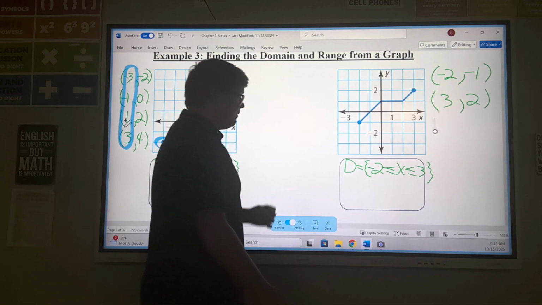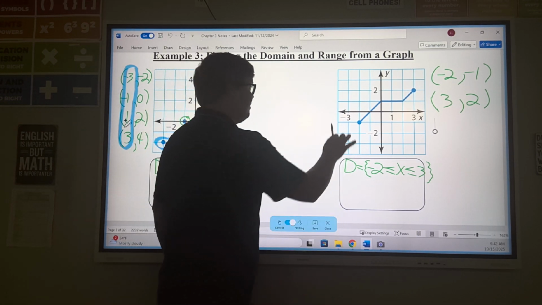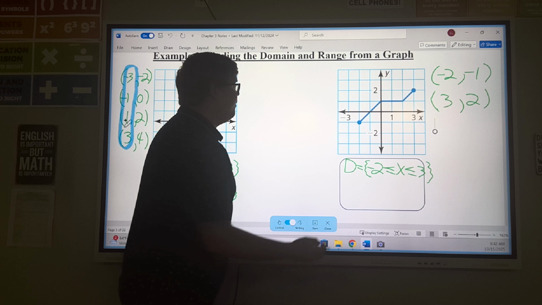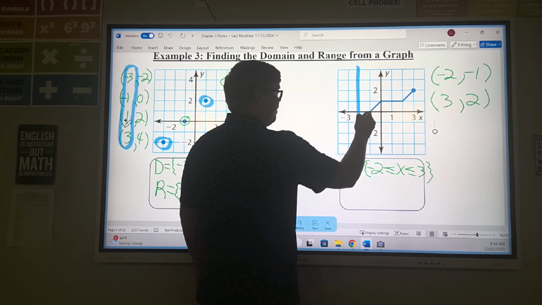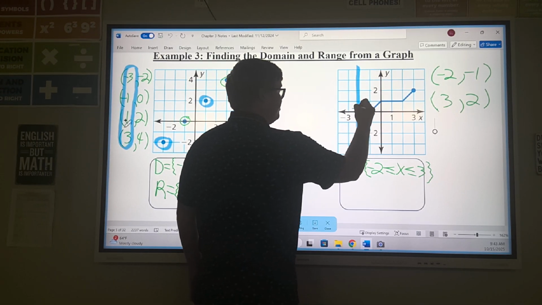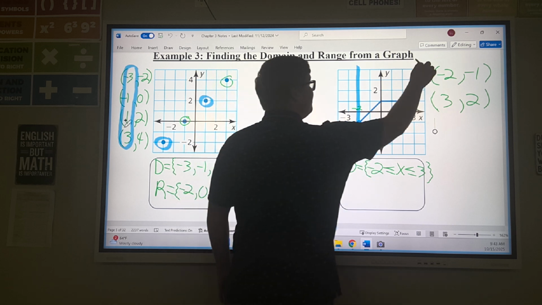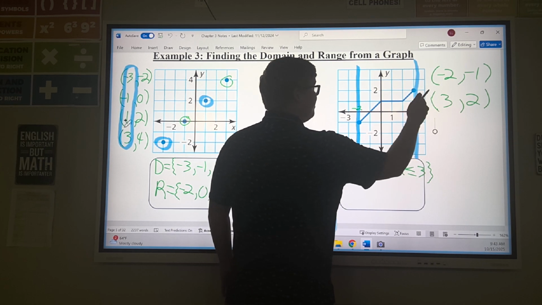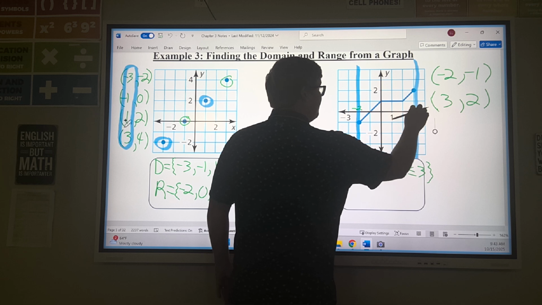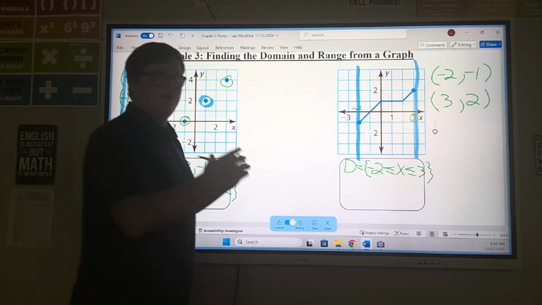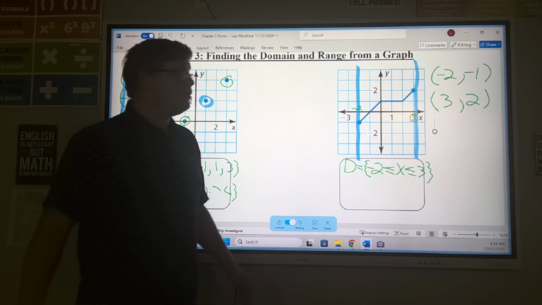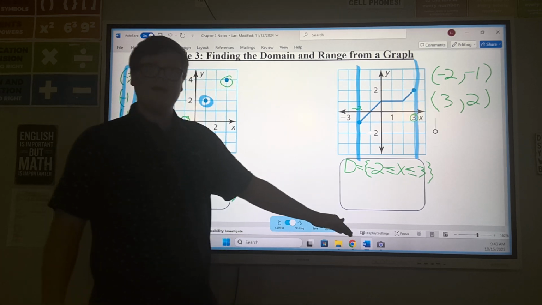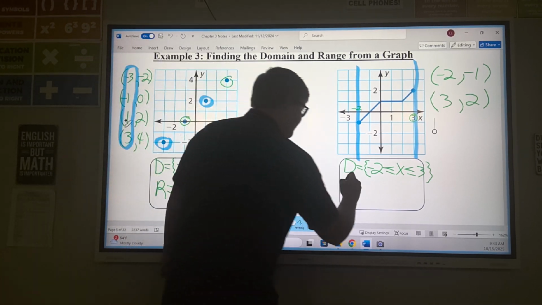That is our domain. So if you look at our x-axis, the one that goes horizontally, we see that from -2 all the way to 3 is our domain. Our domain runs from right to left, right? That means our range runs from top to bottom. So our range, let's look at it.